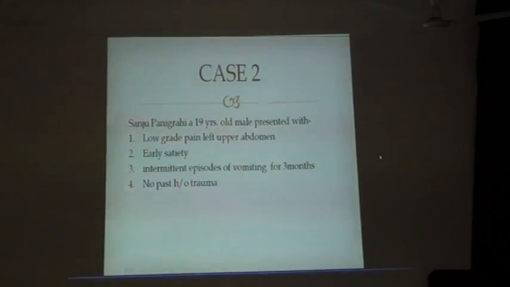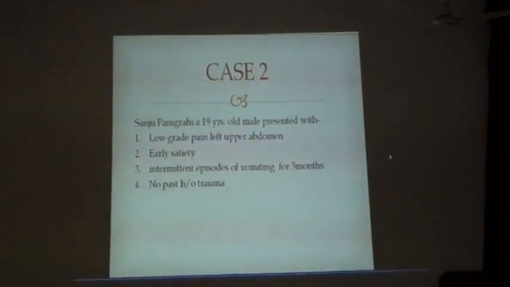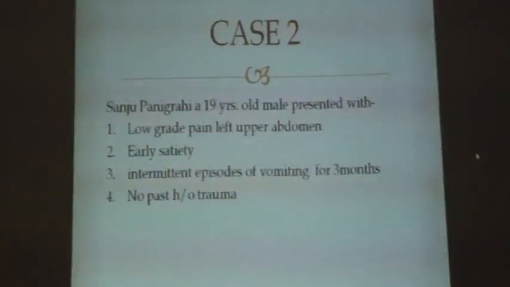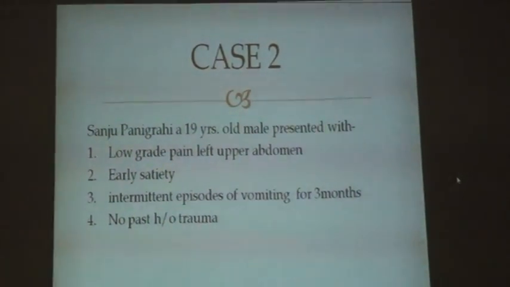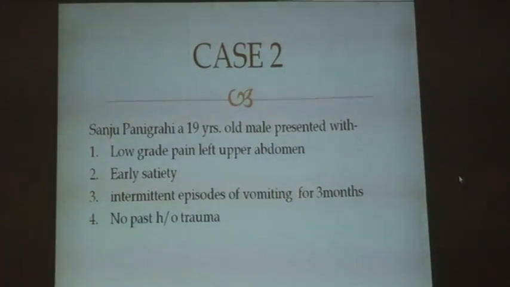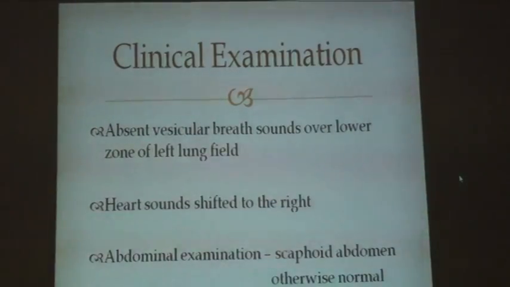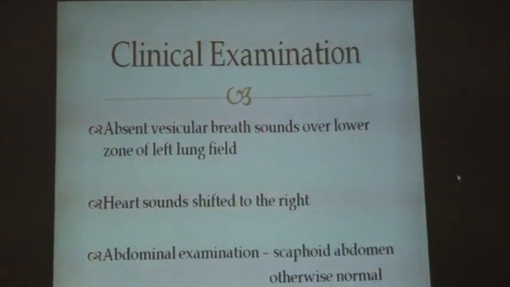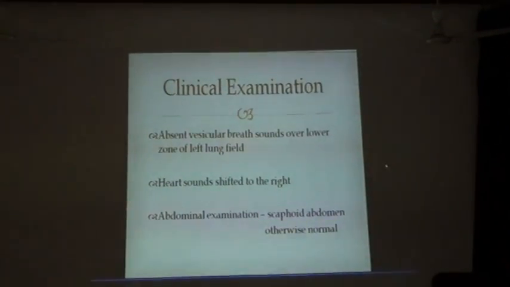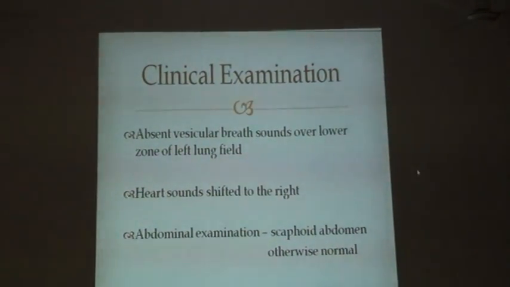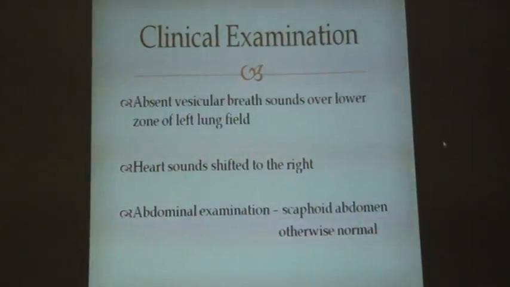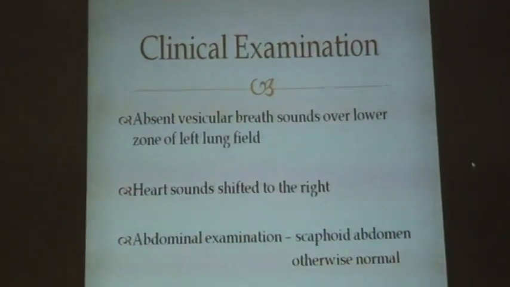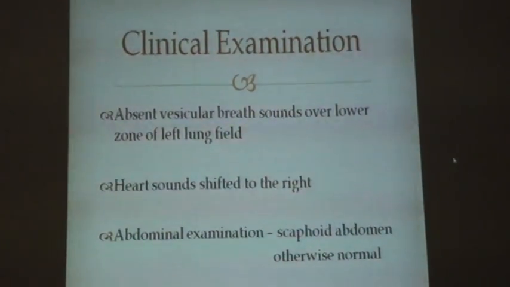Our second case was a 19-year-old male, who presented with a low-grade pain in the left upper part of the abdomen, early satiety, intermittent episodes of vomiting for the last 3 months, and there was again no past history of any trauma. On clinical examination, there were absent vesicular breath sounds over the lower zone of the left lung. The heart sounds had shifted to the right side, and on abdominal examination, it was a scaphoid abdomen and otherwise normal.